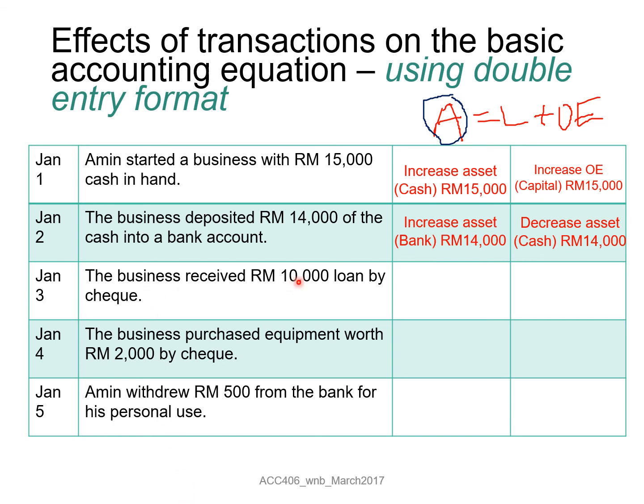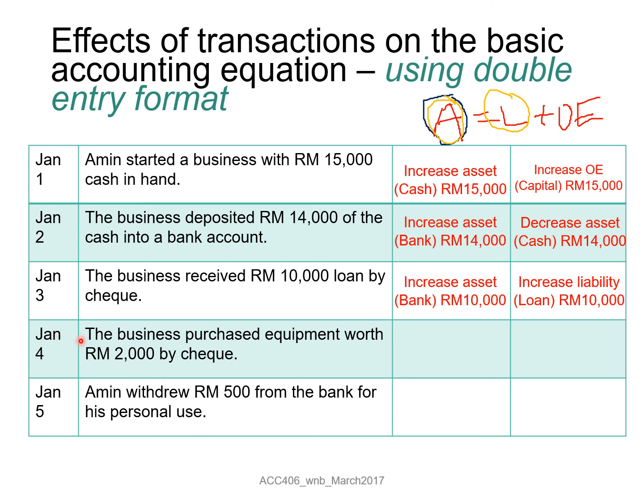Next adalah the business receive 10,000 loan by check. Maksudnya dia pinjam dia orang, dia dapat pinjaman which is liability, duit tu masuk dalam bank sebab dia guna check, right? Here. So, kita akan increase asset which is our bank sebanyak 10,000. At the same time, kita akan increase liability which is a loan sebanyak 10,000. So, again, here, dia akan affect you punya asset dan juga liability. Nilai yang sama. So, that is why dia masih lagi balance. Asset naik 10,000, liability pun naik 10,000.